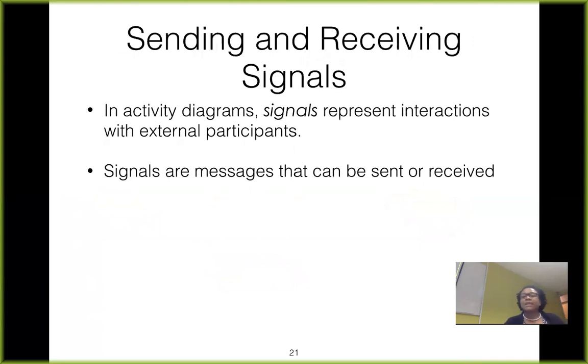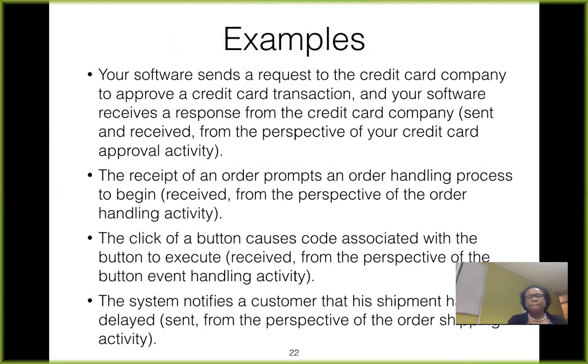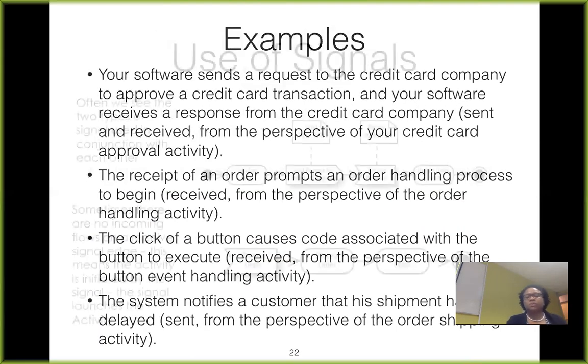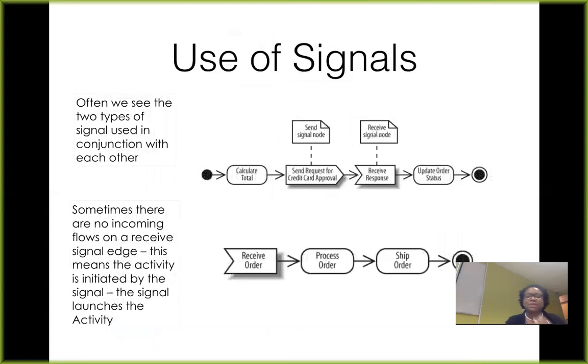All right, sending and receiving signals now. In activity diagrams, signals represent interactions with external participants. Signals are messages that can be sent or received. I'm going to skip this for now and let's look at the examples. I think this is a better way for us to address it than all that text. This represents, well, it says a send signal node.